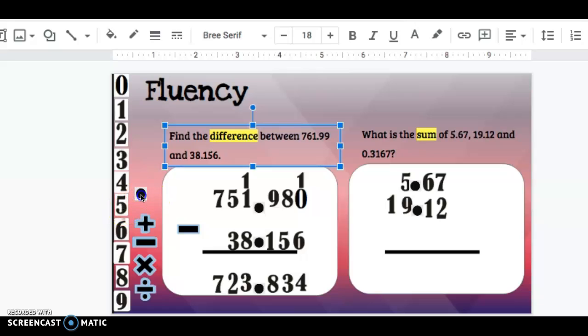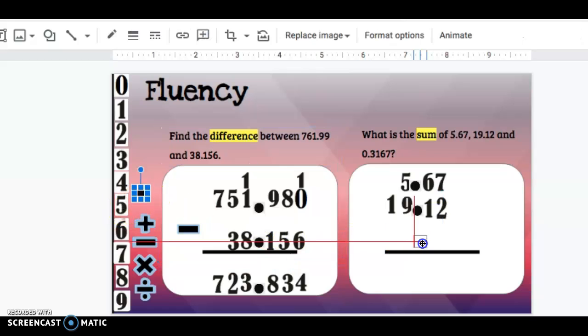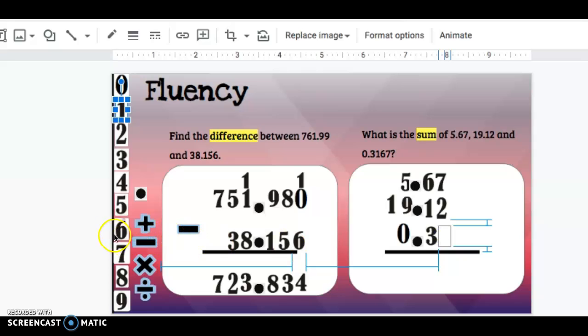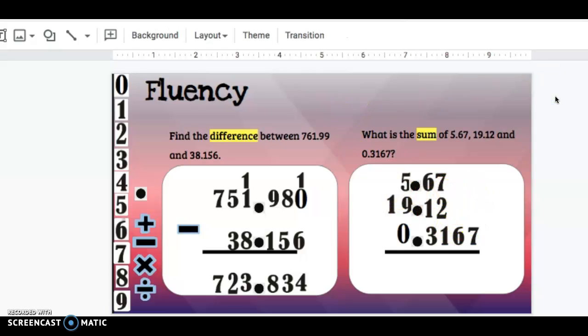And then I'm going to put my other decimal point down and put my 0, my 3, my 1, my 6, and then my 7. Now I know it looks funky because there's no numbers above the 6 and there's no numbers above the 7. But that's because it's based off of their place value.